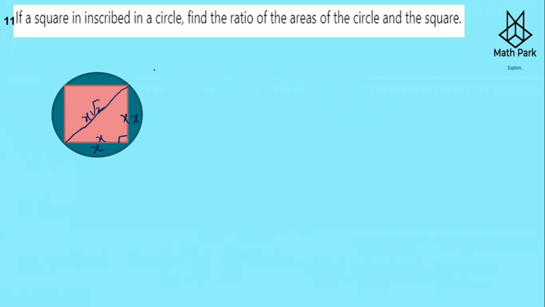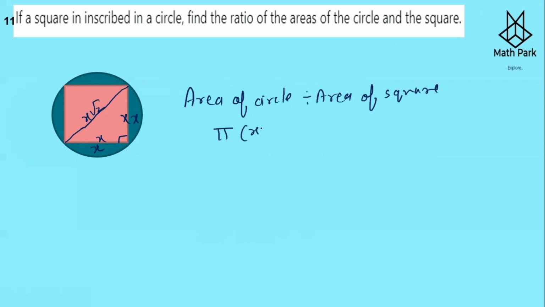So now you are asked to find the ratio of area of circle and the square. So we have area of circle divided by area of a square is what we have to find out. That is the ratio we have to find. So area of circle is going to be pi R square. R is going to be x root 2 upon 2 because this is the diameter, and the square of that divided by area of a square, which is x square.